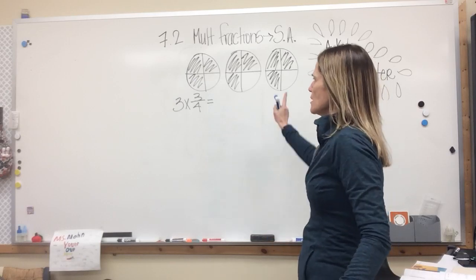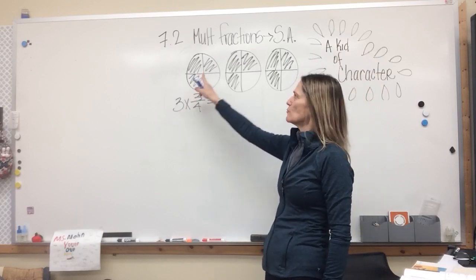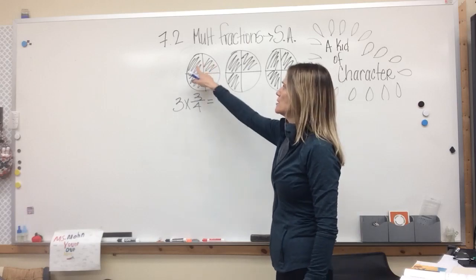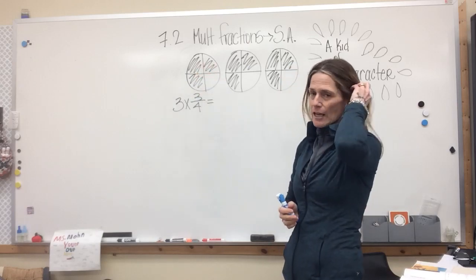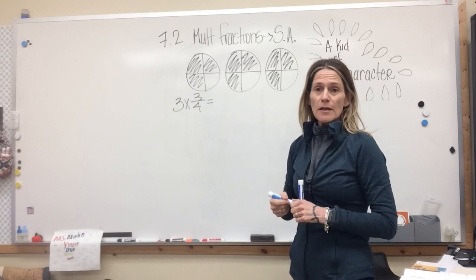Okay? So you see a model. It's just modeling this problem. I have three groups, 1, 2, 3 groups, and each group has 3/4. 1, 2, 3 of the fourths that I care about. There's one way to solve this, and that's repeated addition.